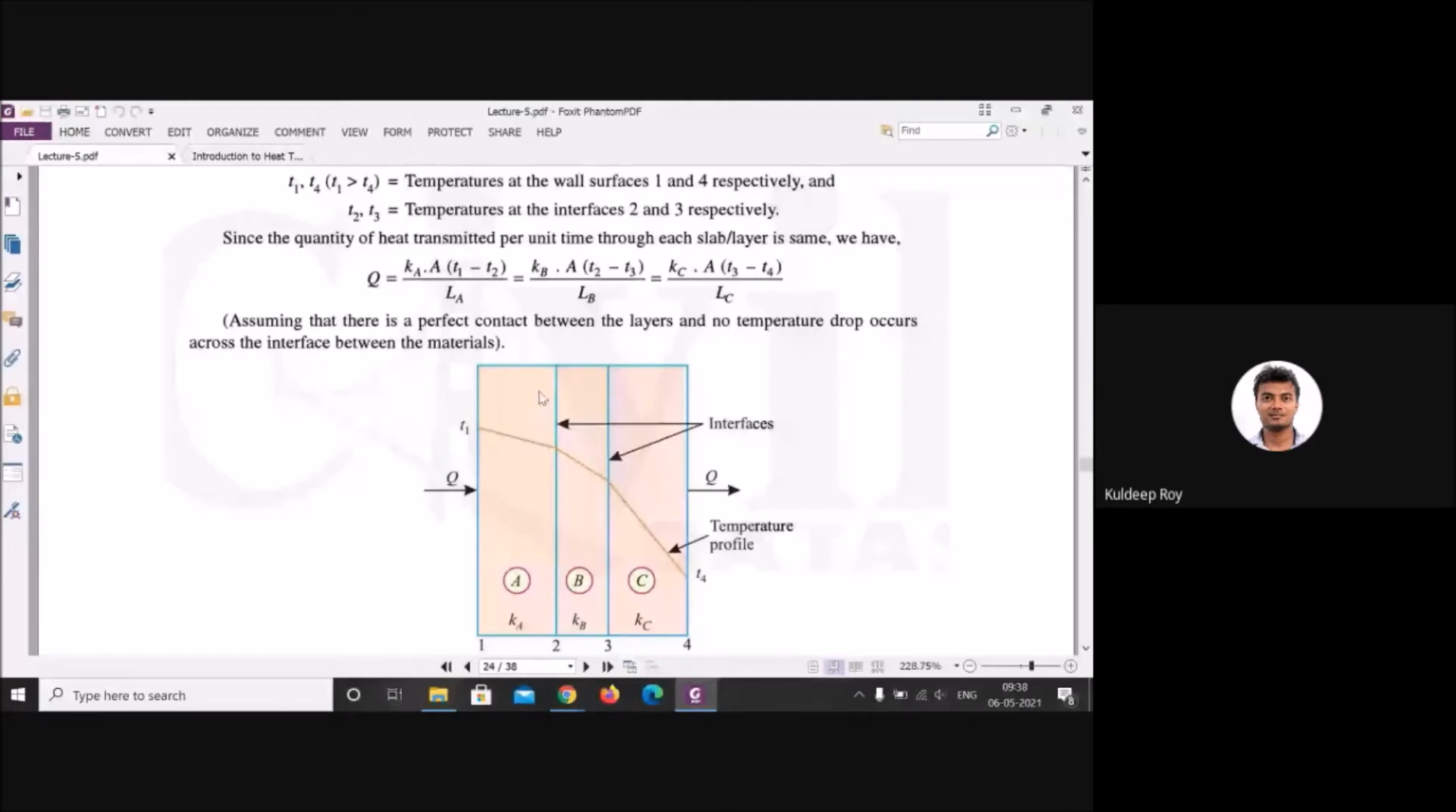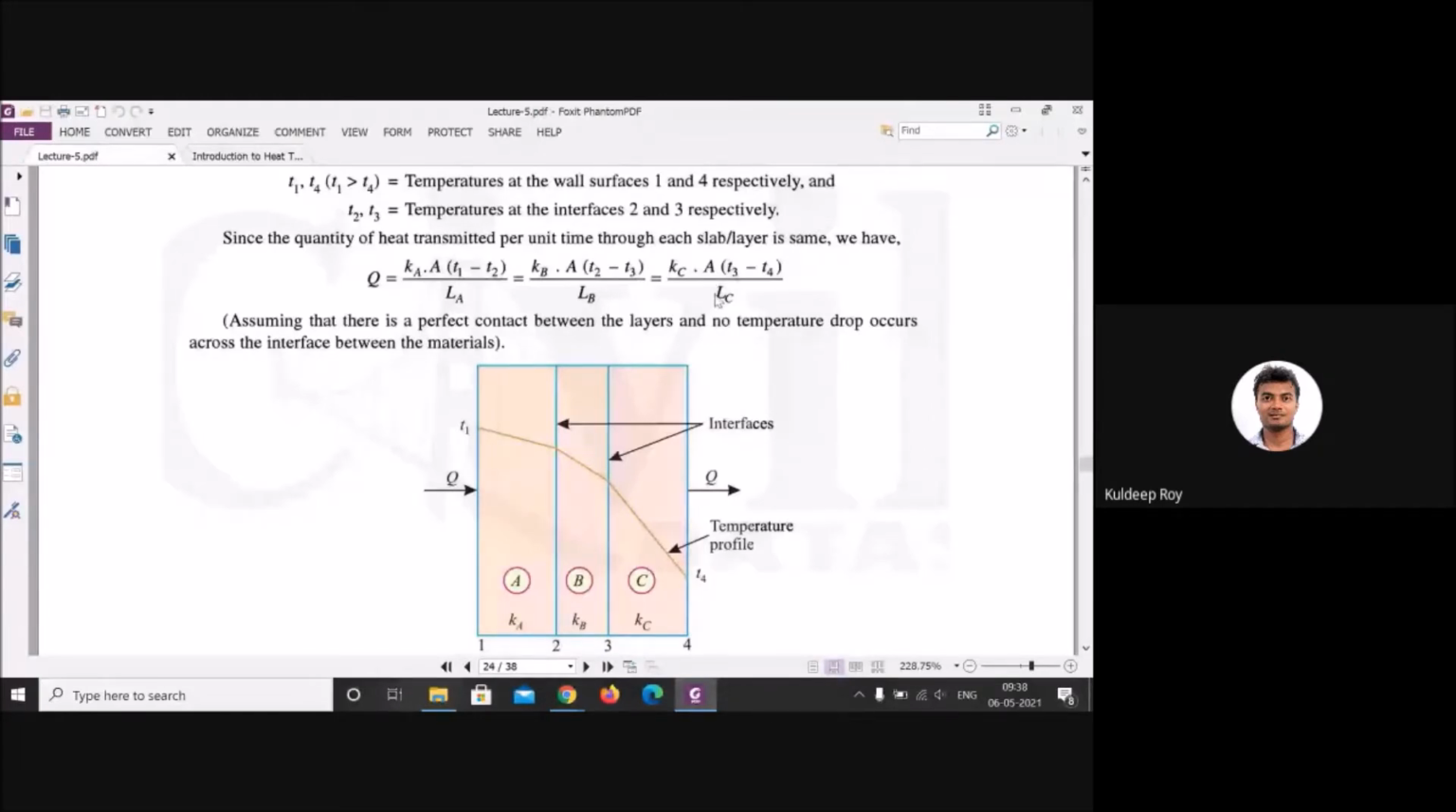Kb multiplied by A divided by Lb, multiplied by the temperature difference T2 minus T3. Similarly, for slab number 3, K3 multiplied by A, T3 minus T4, divided by Lc.